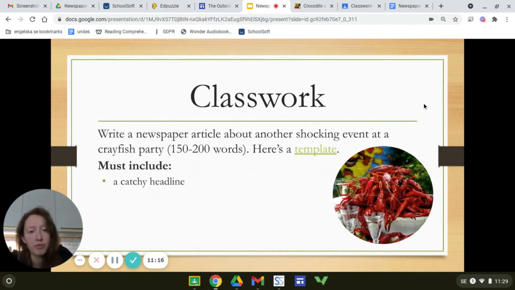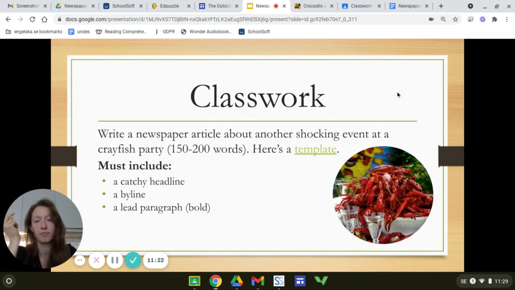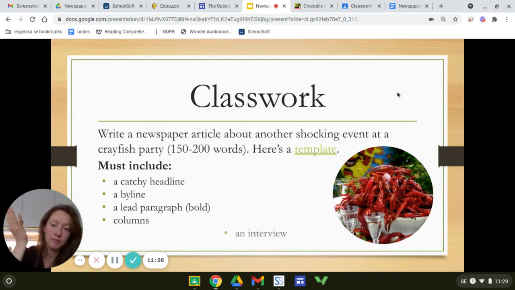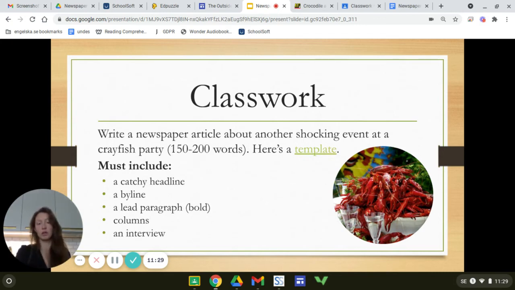The article must include the following: a catchy headline, a byline, by your name, a lead paragraph in bold. It must be in columns. In other words, an interview, which you can make up. Just make sure you have quotation marks. And a picture with a caption.